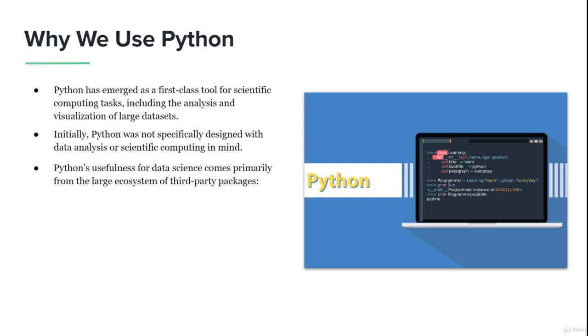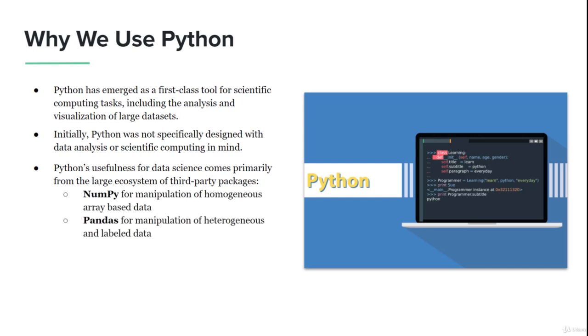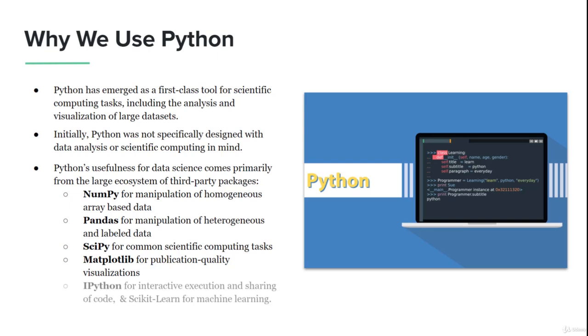We have the third-party libraries, which we're going to go over and be using in this course. First we have NumPy, and then Pandas for manipulation of heterogeneous and labeled data. Then we have SciPy for common scientific computing tasks, and Matplotlib for publication-quality visualizations. Then IPython for interactive execution and sharing of code, and Scikit-learn for machine learning.